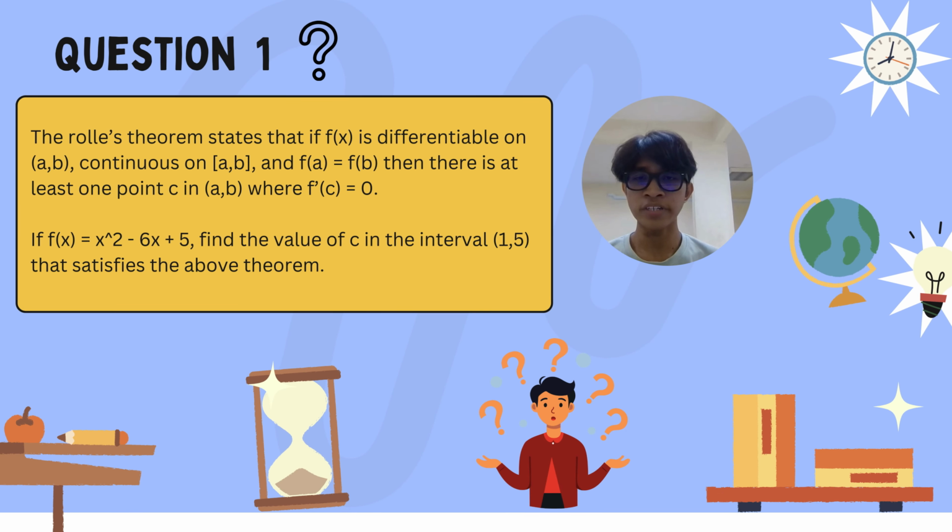Now, I'm going to read question 1. Question 1 is about Rolle's theorem, which states that if f(x) is differentiable on (a, b), continuous on [a, b], and f(a) equals f(b), then there is at least one point c in (a, b) where f prime c equals 0. If f(x) equals x squared minus 6x plus 5, find the value of c in the interval [1, 5] that satisfies the above theorem.